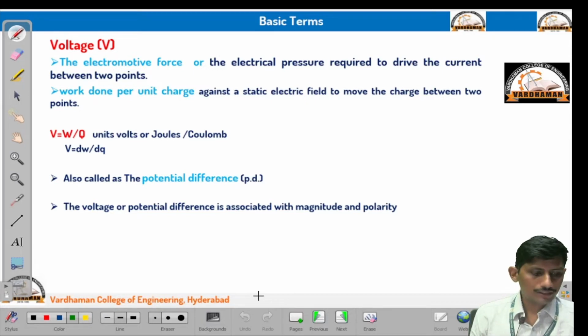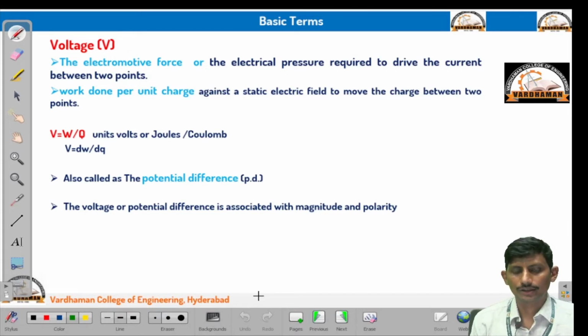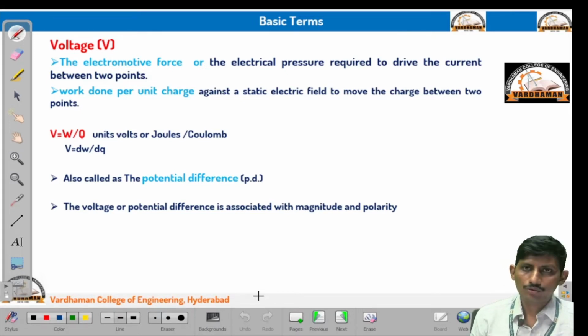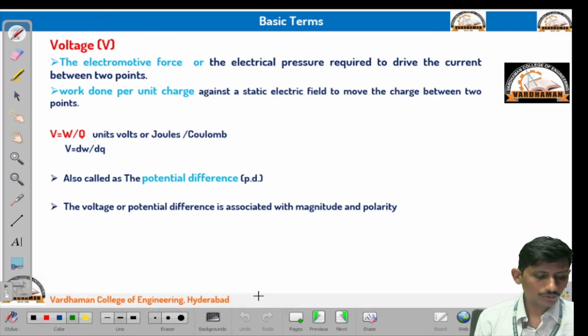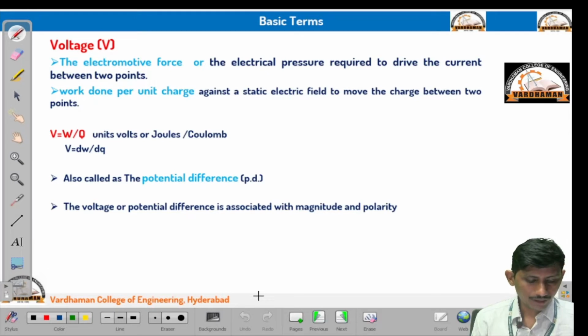The basic definition of voltage is nothing but work done per unit charge. That means it is the work to be done to move a charge from one point to another point. So, the units of voltage are volts or joules per coulomb, and it is represented by W by Q, where W is the work done and Q is the charge. This is also called potential difference.